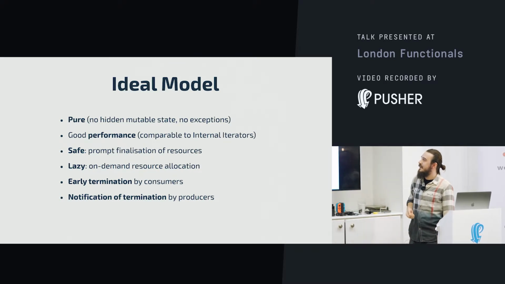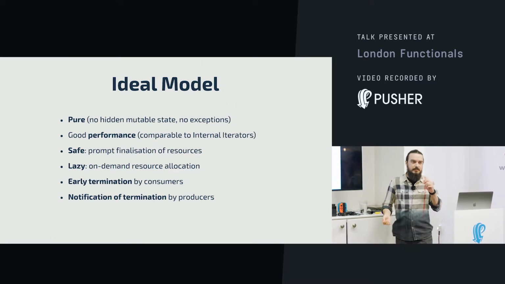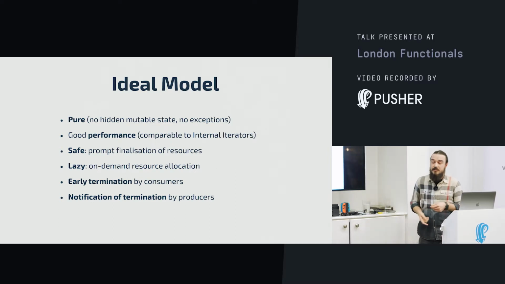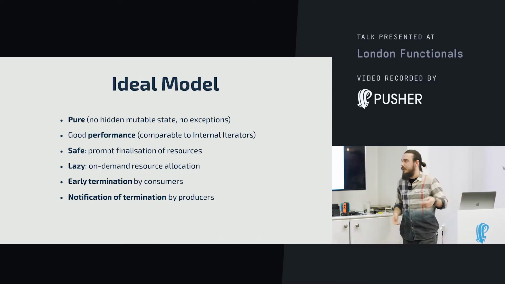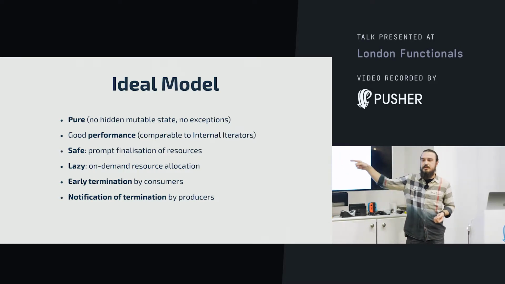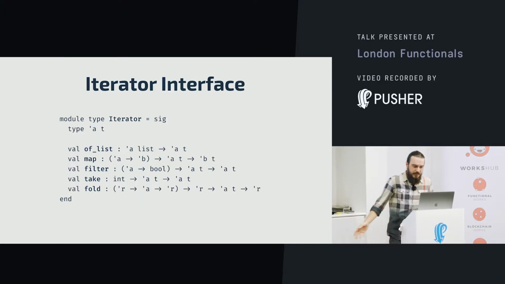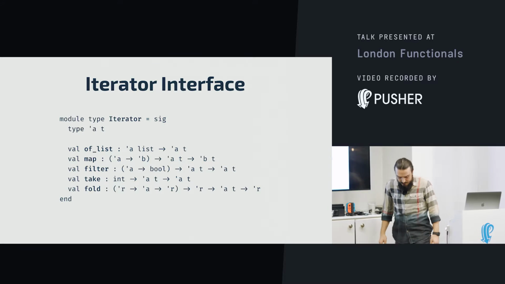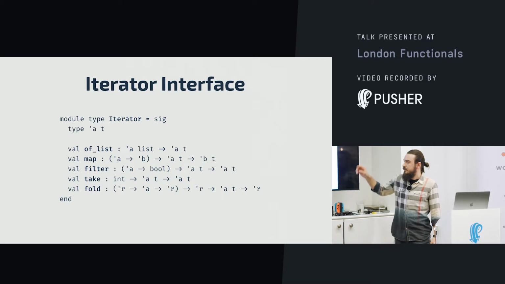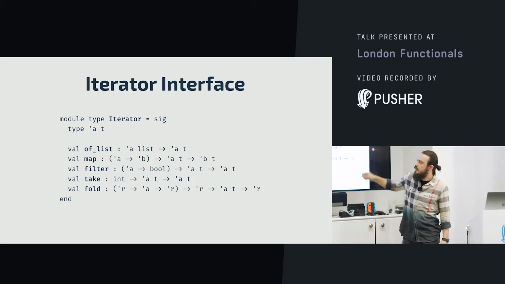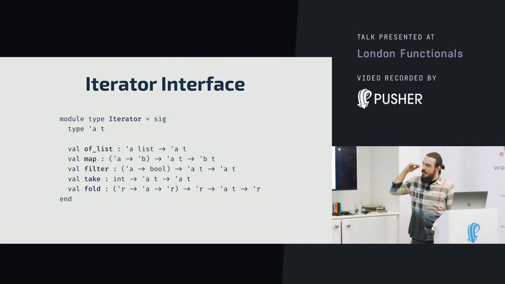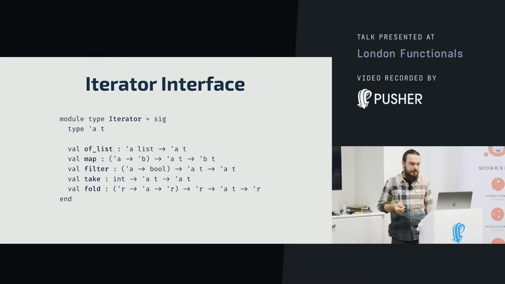I wanted good performance and safety, so closing file descriptors, for example, if needed, lazy on-demand initialization of those resources, early termination by consumers, and notification of termination by producers. You might know these two from pipes or conduits if you use them. The interface that I implemented is similar to this one, so it's a very basic streaming model. The interesting bit is that take forces early termination, fold is the consumer, and filter doesn't pass all the elements to the consumers.